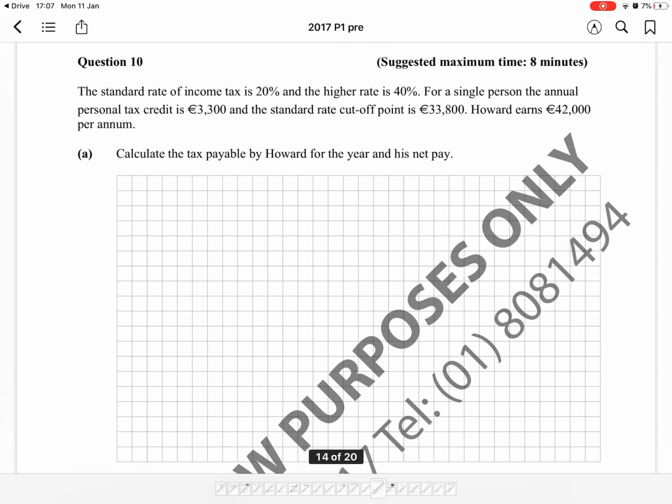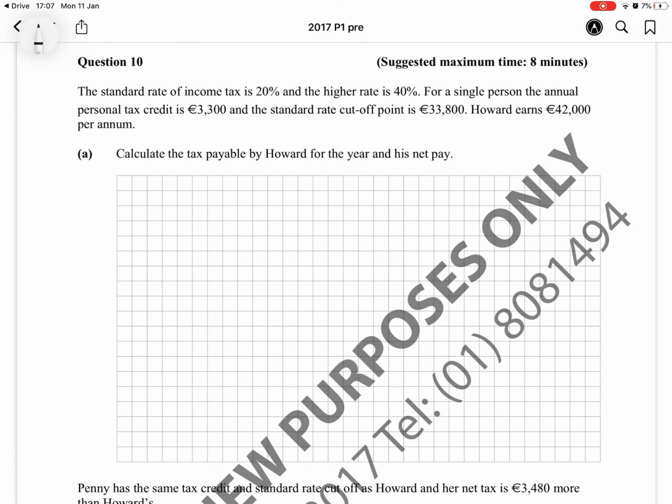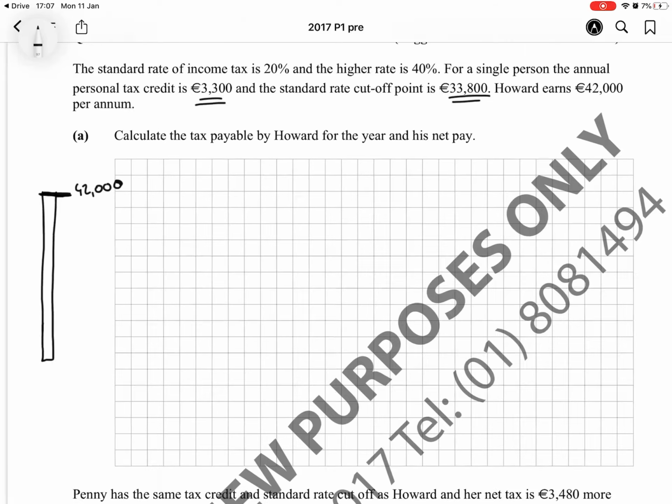If we look at tax payable, generally I look at it like a big bar like this, with how much he earns at the top. In this case he's going to be on 42,000, and you can be sure the government is going to try and tax a lot of that if they can. So there's a standard rate of 20% and a higher rate of 40%. For a single person, the annual tax credit is this much here, and the standard rate cutoff point is 33,800.